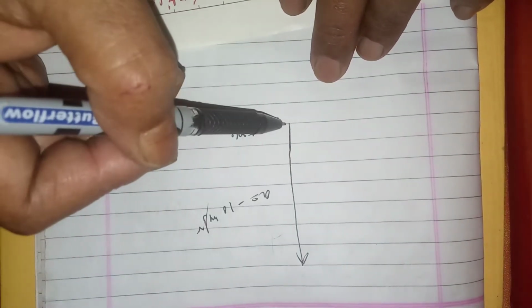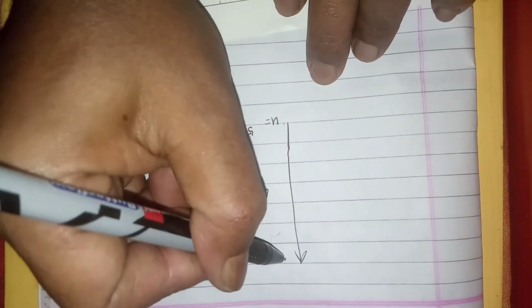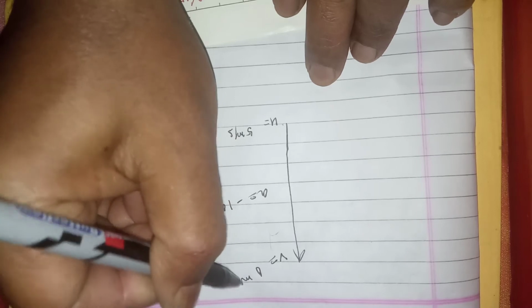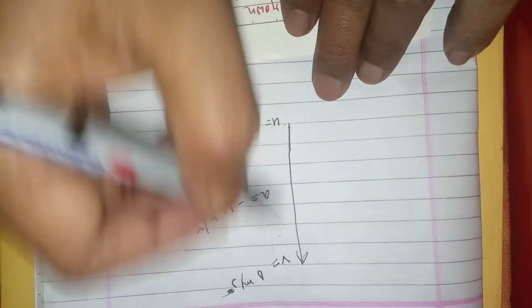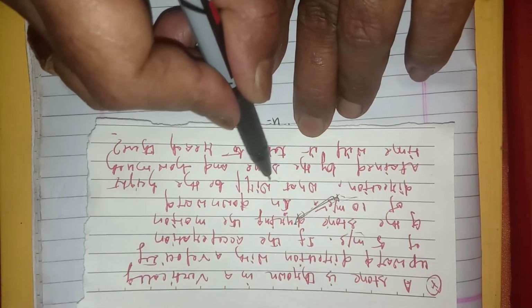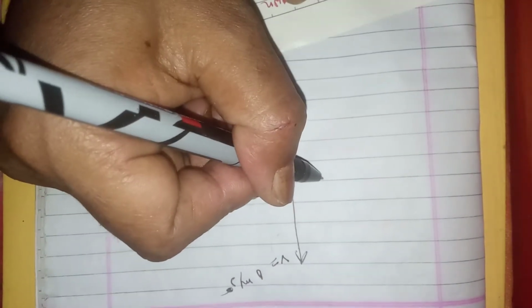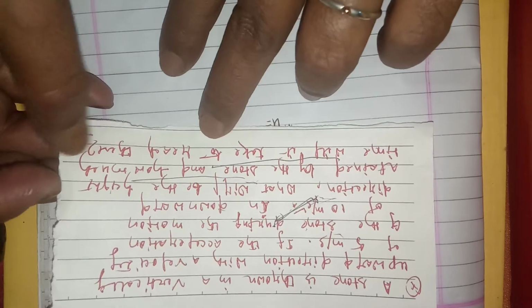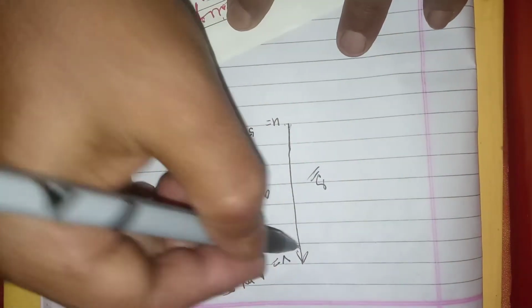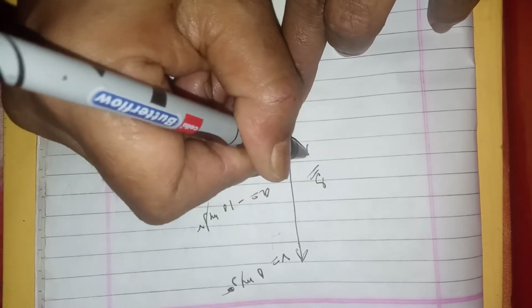We know that when the object reaches the maximum height, its velocity becomes zero. So the final velocity will be 0 meters per second. From here to here, the distance we don't know. We have to find out the height attained by the stone, and I am representing this by small s. How much time will it take to go from here to here? That time I am representing by t.